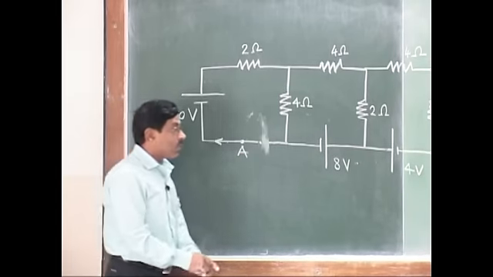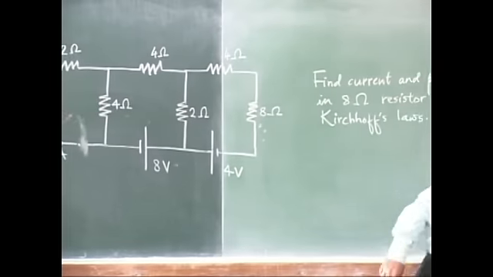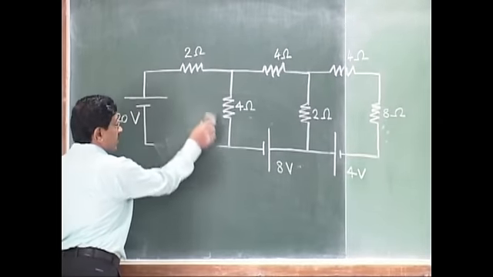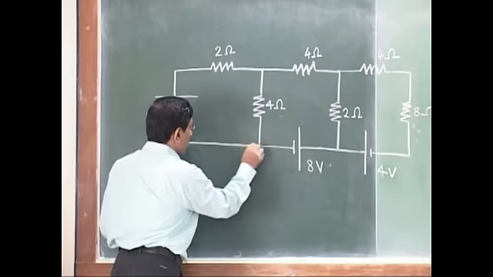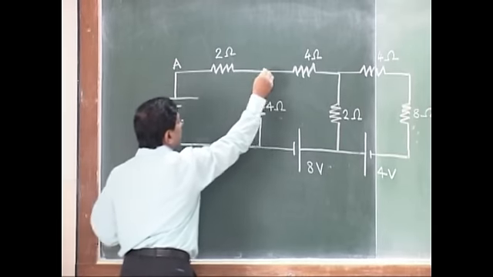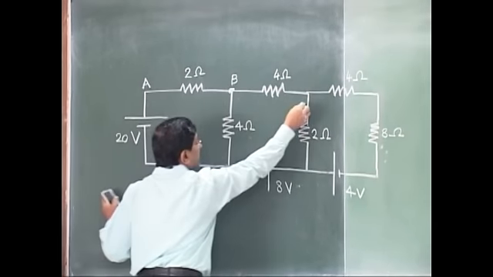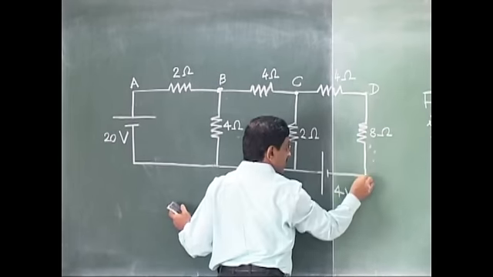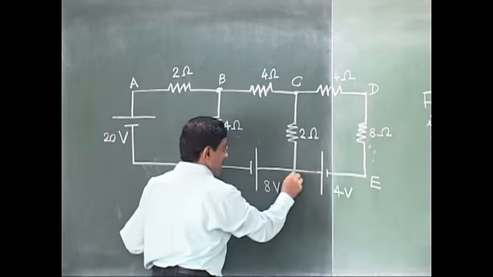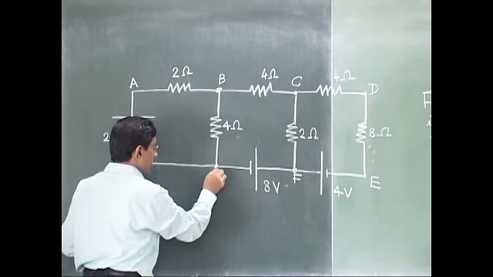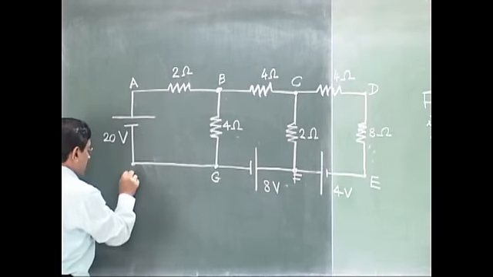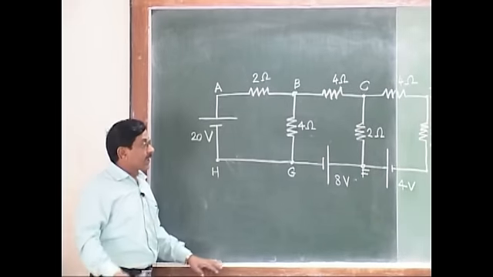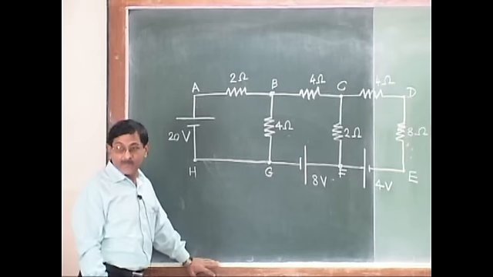Then where can the nodes be in the circuits? Suppose I mention certain names for the different locations in the given circuit. For example, I write this as A, some point here as B, point here as C, then here as D, E, F, G, and H. I have just mentioned these names for our own convenience. Now you tell me what are the nodes in this given circuit.